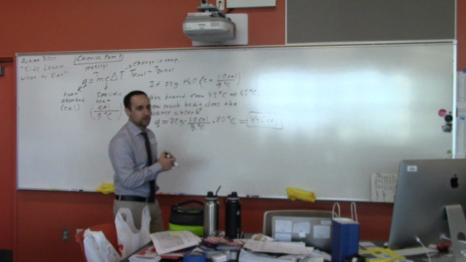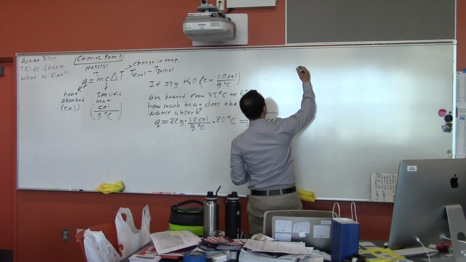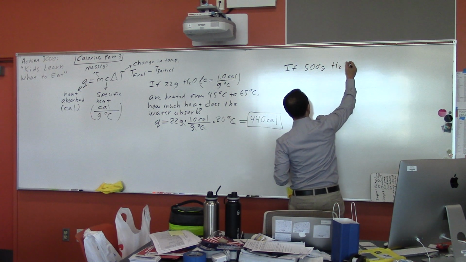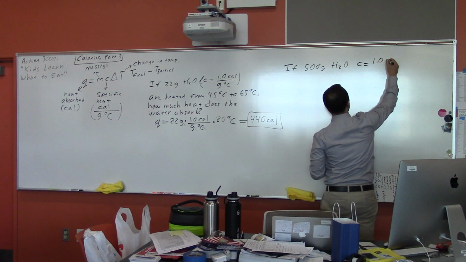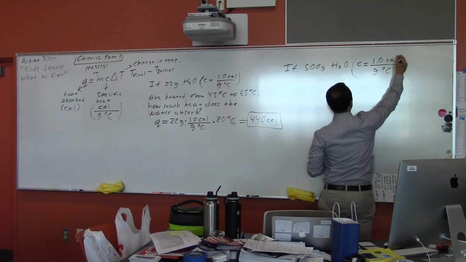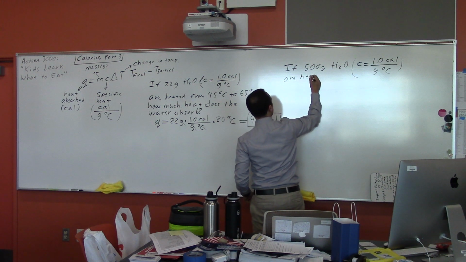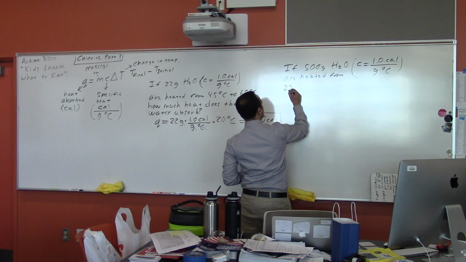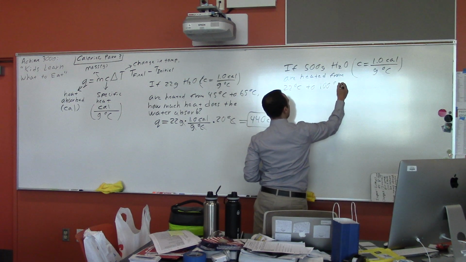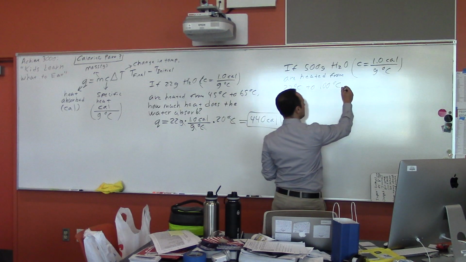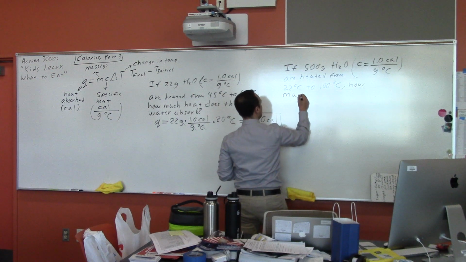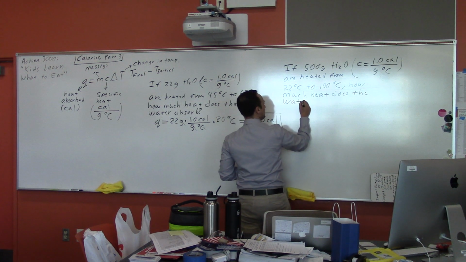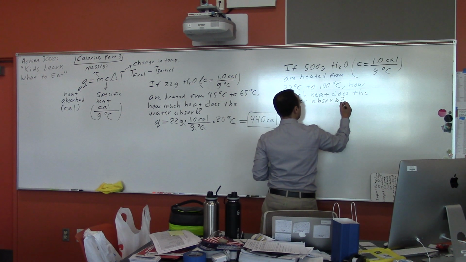Here's the last problem for the day. We should all be able to do this problem, but I'll make my way around to check in. So watch, this one's pretty cool. If 500 grams of water, with specific heat equal to 1.0 cal per gram degrees C, are heated from 22 degrees Celsius to 100 degrees Celsius, how much heat does the water absorb?